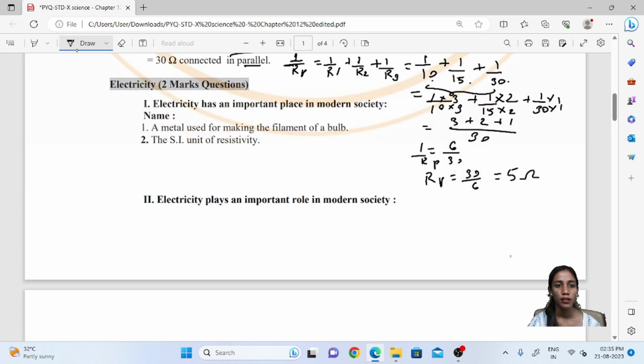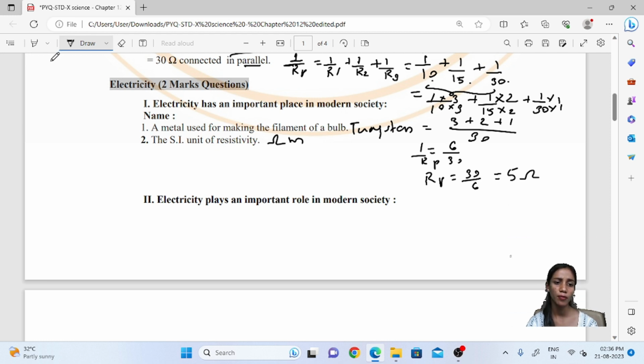Now the next is 2 mark questions. Okay, this is just a statement given. Electricity has an important place in modern society. So you have to name this now. So the first one is a metal used for making the filament of the bulb. What is it? It is tungsten filament. Tungsten. Okay. Next one is the SI unit of resistivity, which is ohm meter.